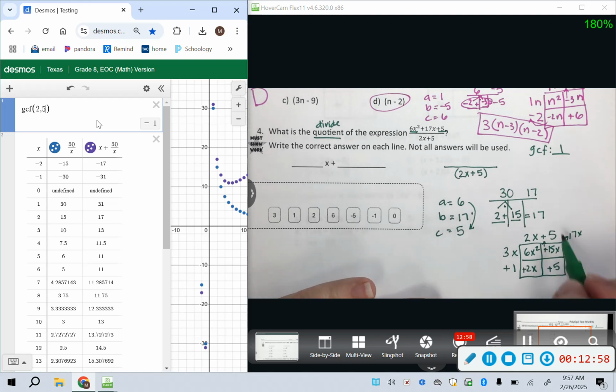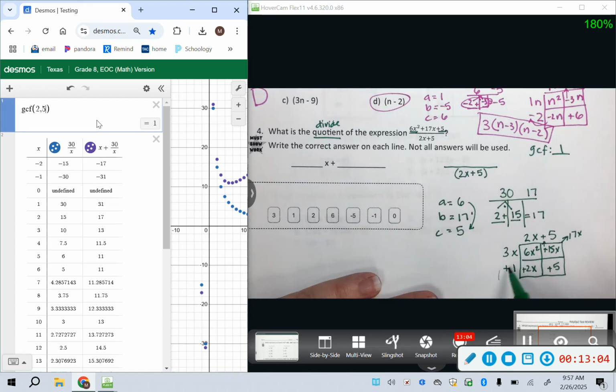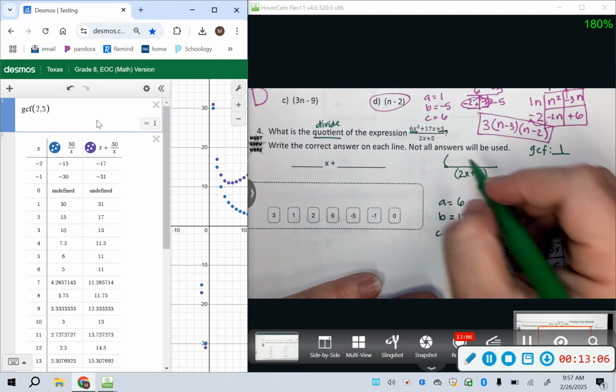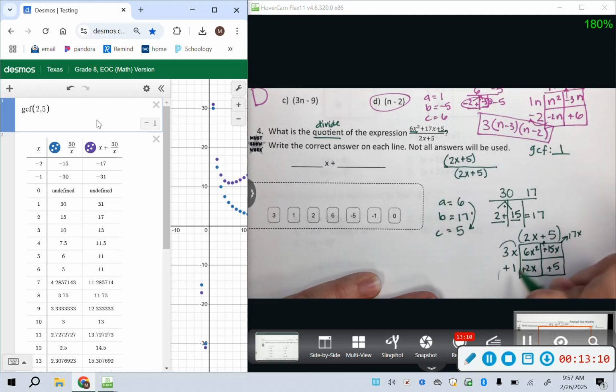So there's my answer to the top, but it's not my answer to the question. I'm not done. This equals these two factors, so I have to rewrite the top with my factors. So I have 2x plus 5 and 3x plus 1.